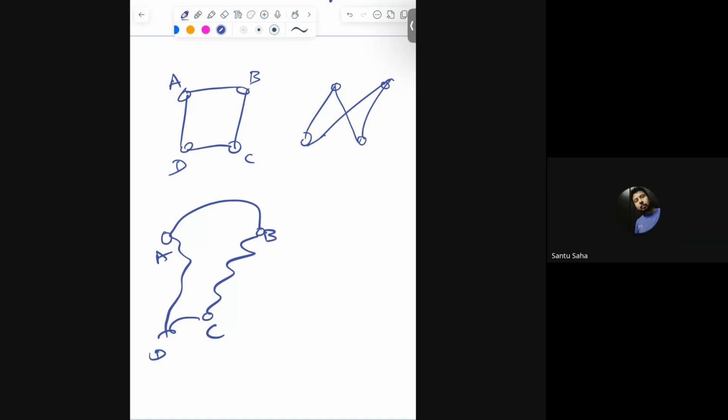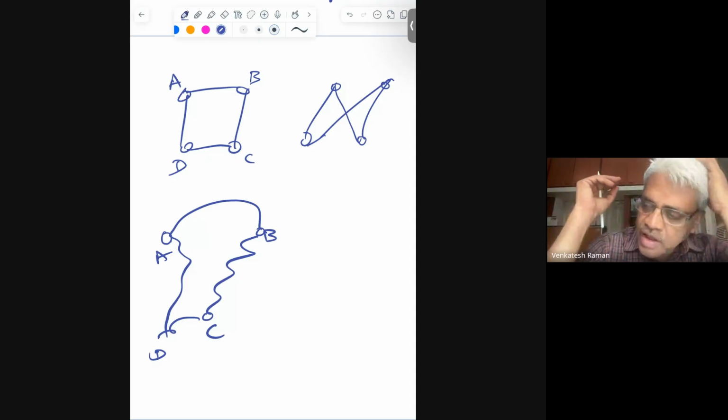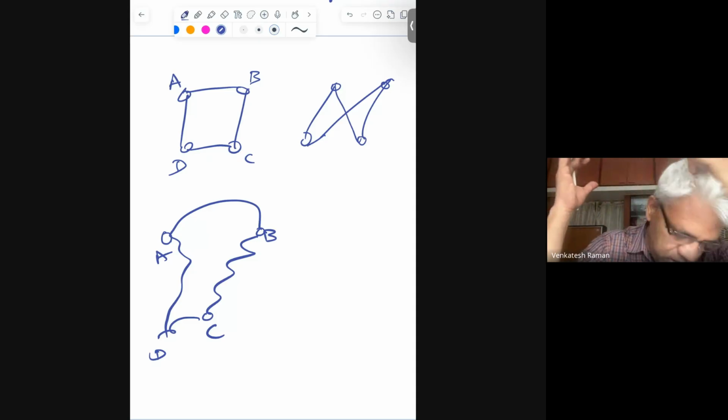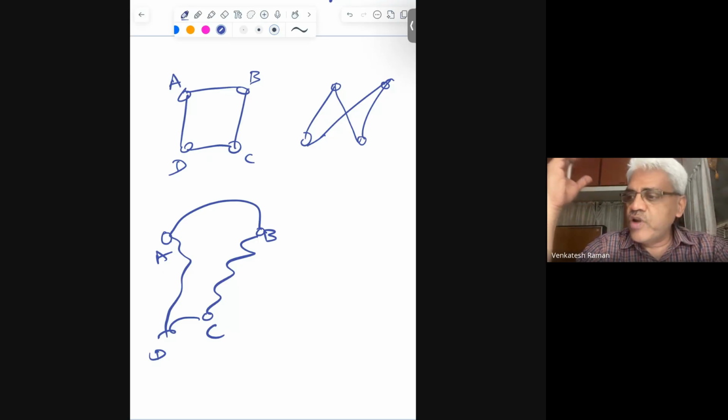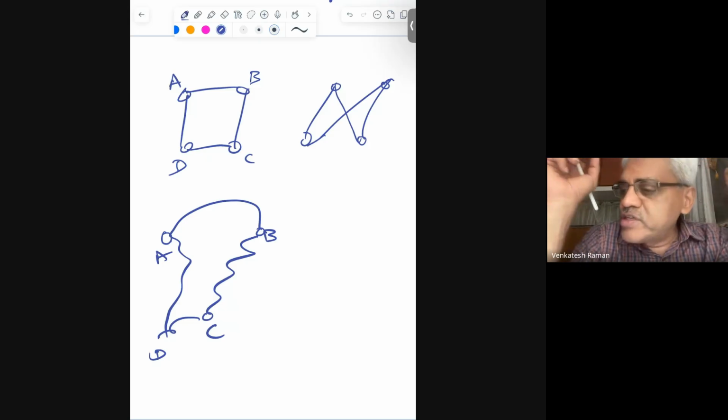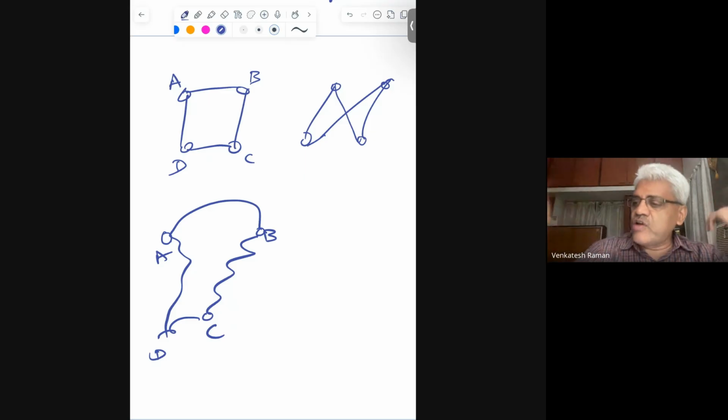Yes. They are the same, right? Even though I have drawn them pictorially differently, they have four vertices, four edges. That's not the only reason they are the same. See, four vertices, four edges, they cannot always be the same.